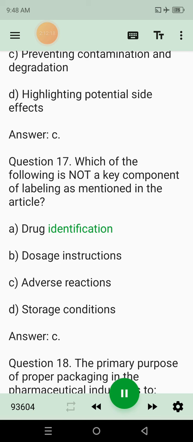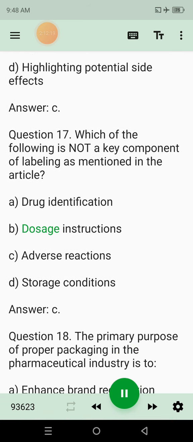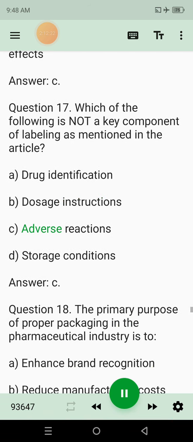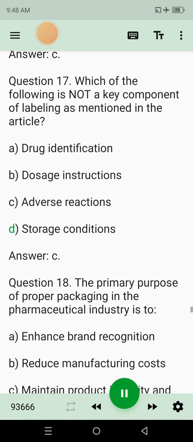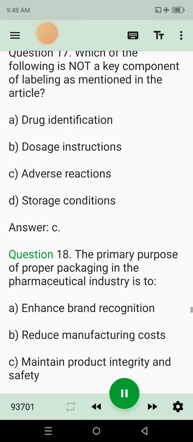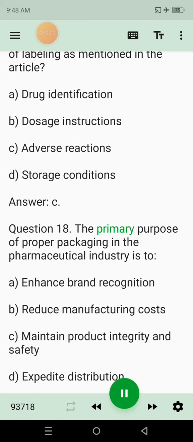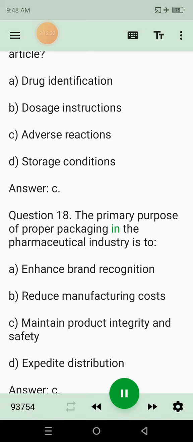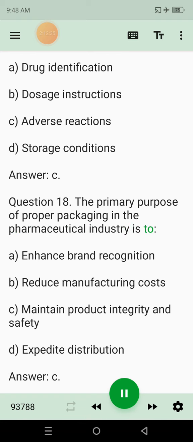Question 17. Which of the following is not a key component of labeling as mentioned in the article? A. Drug identification. B. Dosage instructions. C. Adverse reactions. D. Storage conditions. Answer. C.